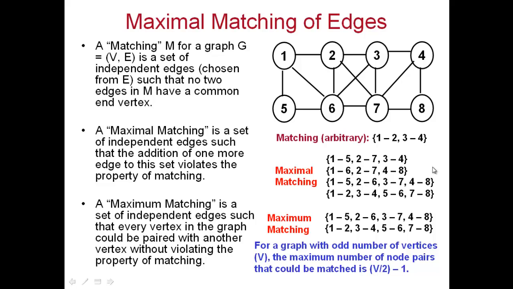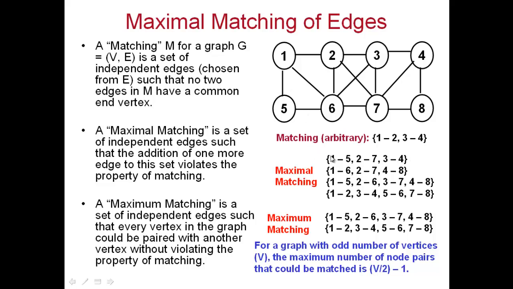And now if I add any more edge to this graph, it's going to violate the property of matching. Similarly, this set of edges. Now you see here there are 8 vertices in this graph, and our goal is to pair a vertex with some other vertex, right? So these are the pairings. So 1 is paired with 5, 2 is paired with 7, 3 is paired with 4, and so on.